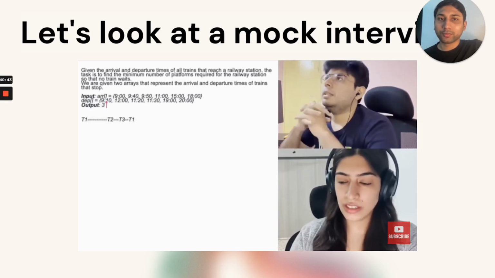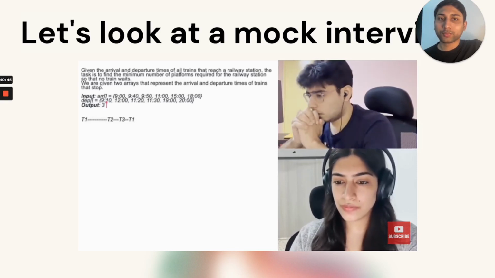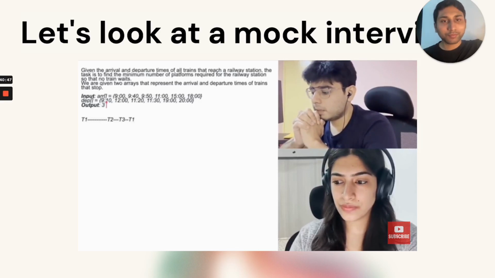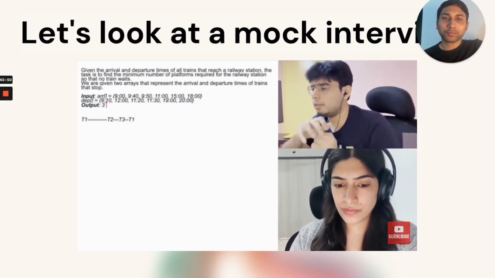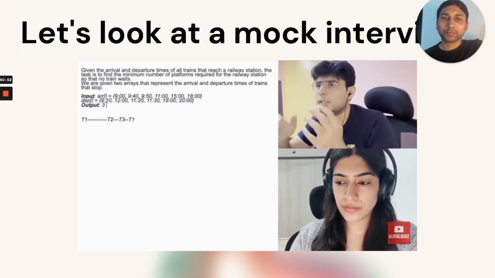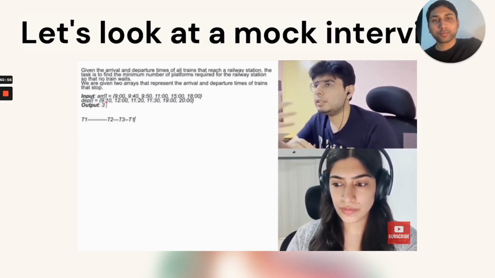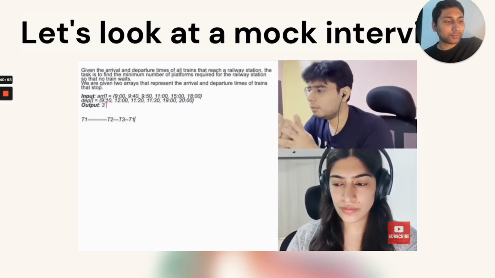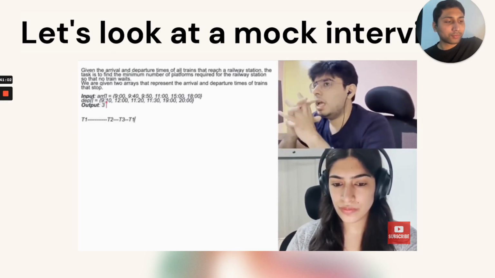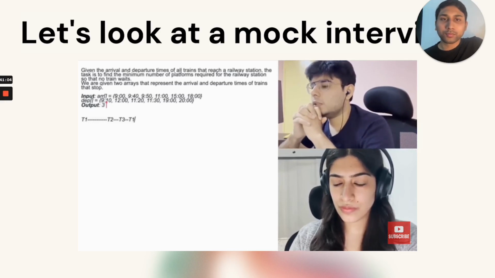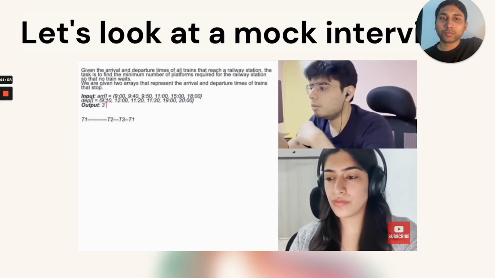Correct. I think we can maintain a sort of counter over here. Let's say if some train is arriving, we can increase the counter, the number of platforms, right? And if a train is leaving that particular platform, then we can decrease the counter, minus, right? And what we can do is keep track of the maximum count of the number of platforms.